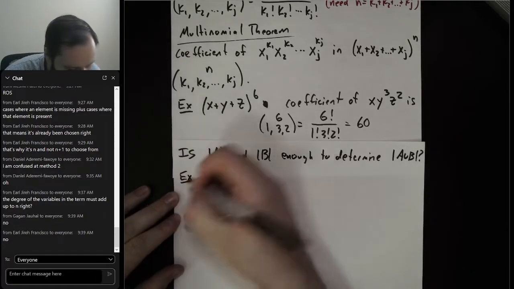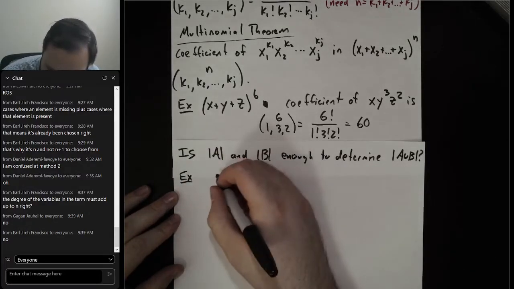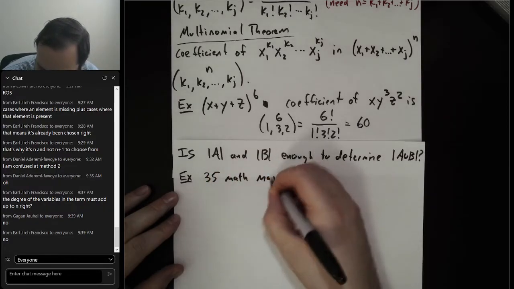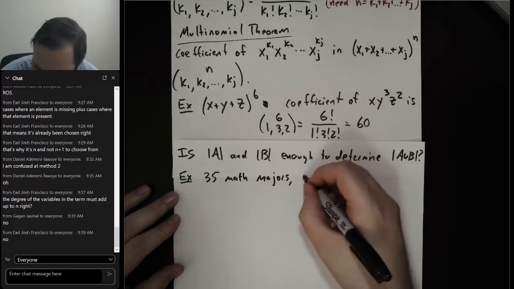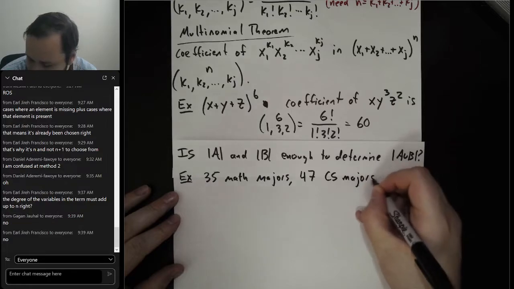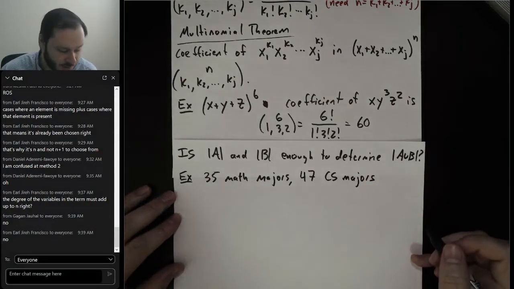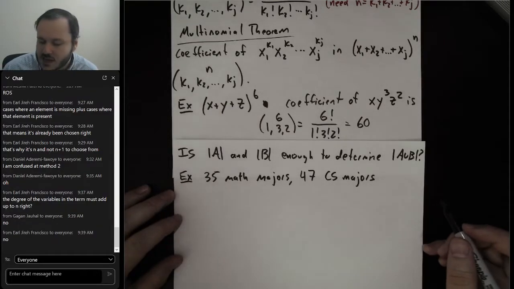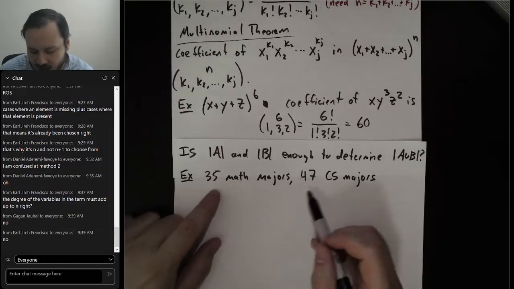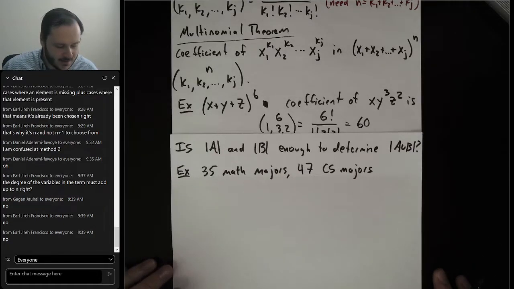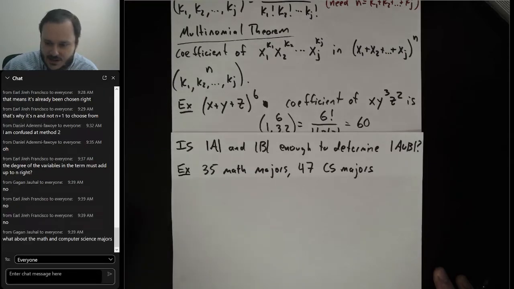If, for example, I told you that we had 35 math majors and 47 computer science majors in this course, which is not true, I just made up these numbers, or it could be true, but I didn't check it. Does that mean that we have 82 people studying math or computer science? And the answer is not necessarily, because you can have a double major.